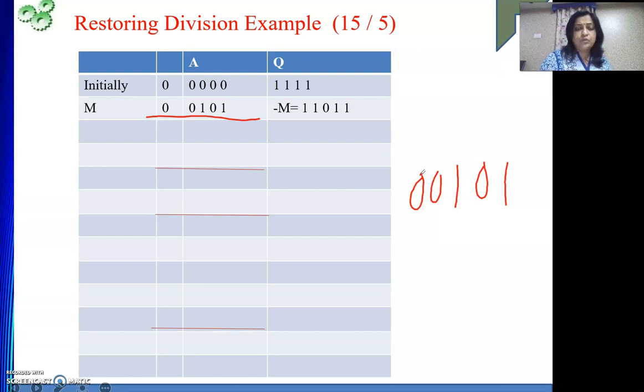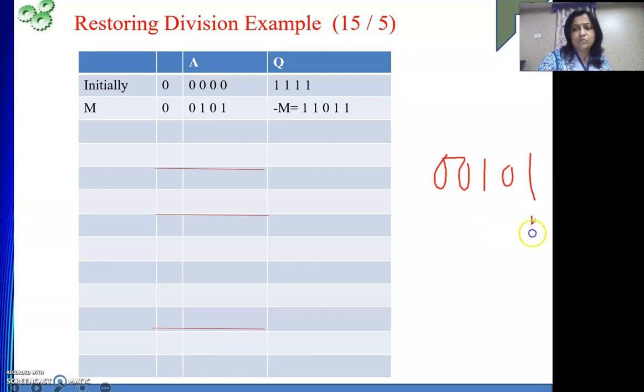And we need to perform subtract M. So subtract M means what? Adding the 2's complement of M. So what is the 2's complement of this binary combination? It was 0, 0, 1, 0, 1. So the 2's complement of it is 1, 1, 0, 1, 1. So that is written here. Because we need to perform subtract M, we'll keep it aside. So your inputs are now ready. Now we'll start the operation.